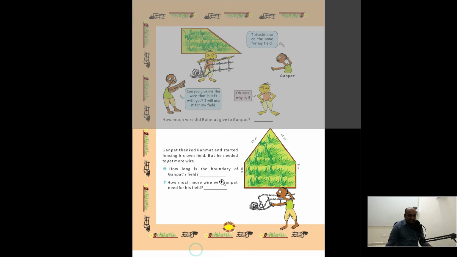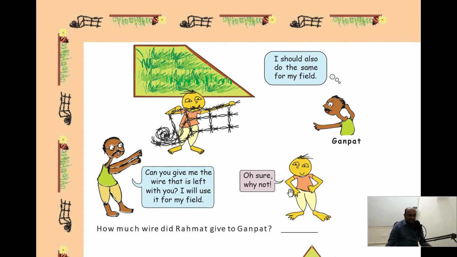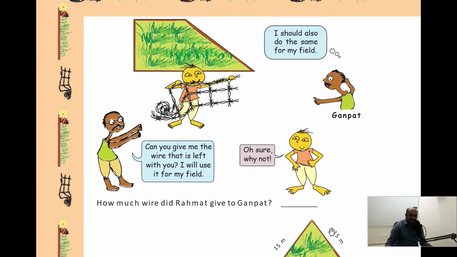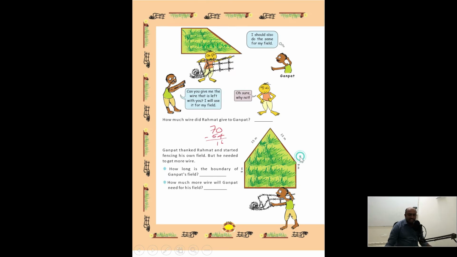Okay, so he is asking Mr. Rahmat to give the wire that is left with him. Oh sure, why not, Rahmat says. How much wire did Rahmat give to Ganapat? Okay, so it is again 70 minus 54. 70 is the total length of the wire which Rahmat purchased, 54 is used, and 16 is left. So 16 is the answer.